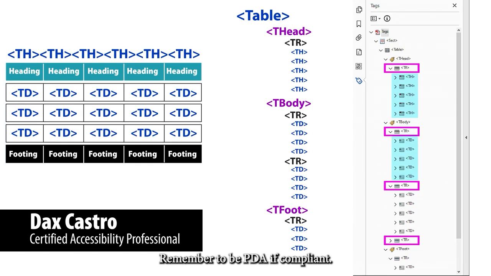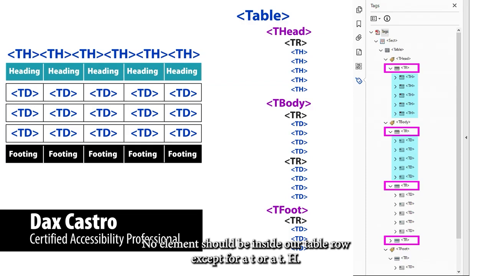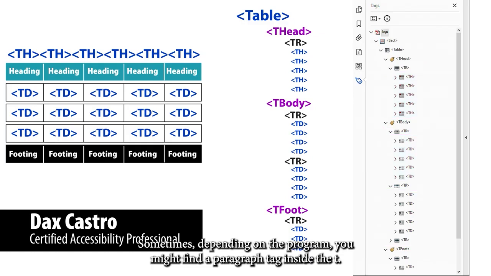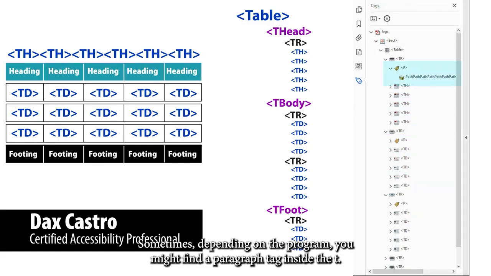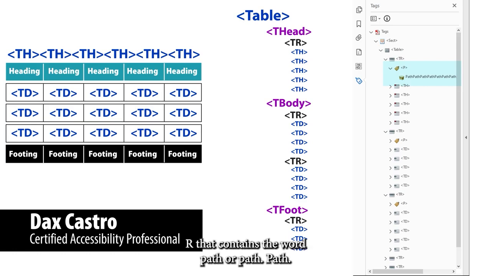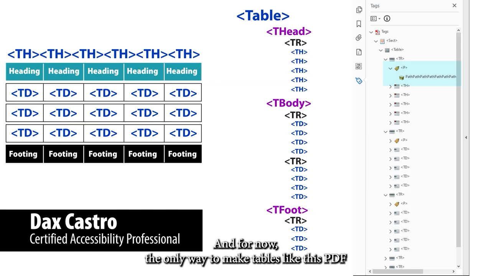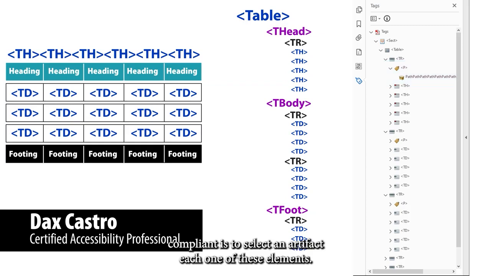Remember, to be PDF UA compliant, no element should be inside our table row except for a TD or a TH. Sometimes, depending on the program, you might find a paragraph tag inside the TR that contains the word path or path. These are your table borders, and for now, the only way to make tables like this PDF UA compliant is to select and artifact each one of these elements. Yes, I know, frustrating, but hopefully this will change in the near future.